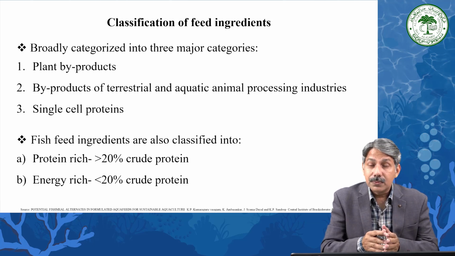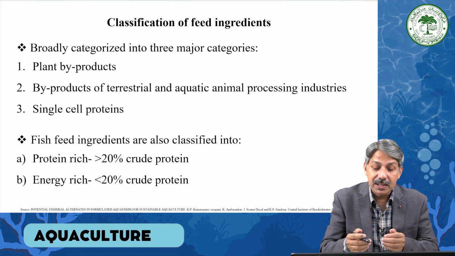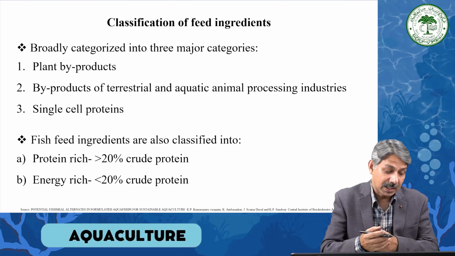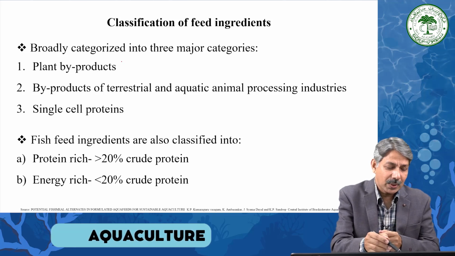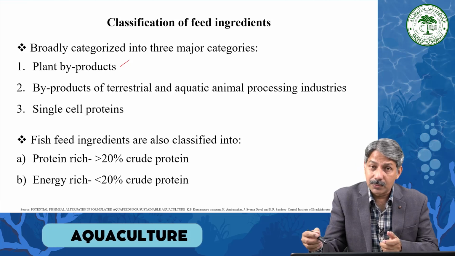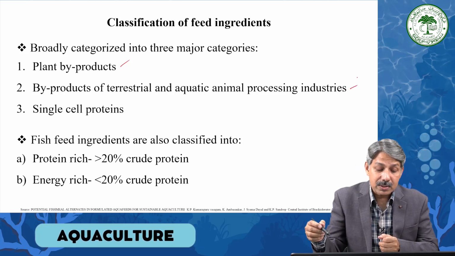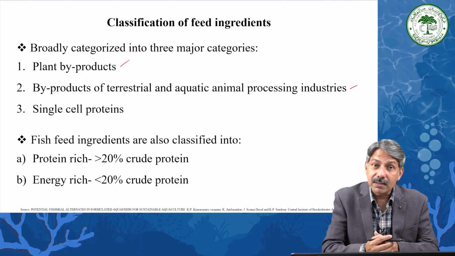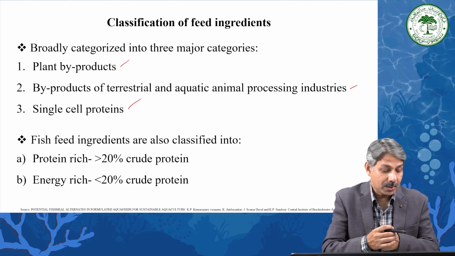Now, these fish feed ingredients have been classified broadly into three major categories on the basis of origin. You can say, one, byproducts from plant origin materials. Then two, byproducts of terrestrial and aquatic animal processing industries, or animal-based byproducts, you can say. Then single cell proteins can also be used.